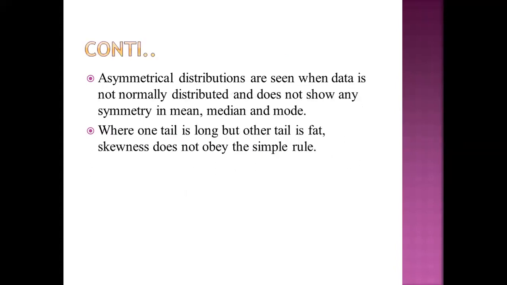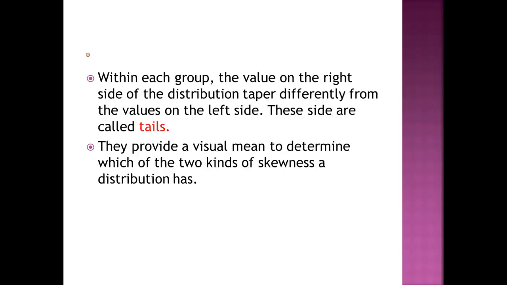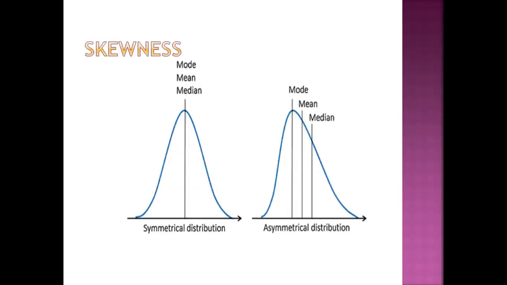Skewness is seen when the data is not normally distributed and does not show any symmetry in the mean, median, and mode, where one tail is long but the other tail is fat. Skewness does not obey a simple rule. Within each group, the values on the right side of the distribution taper differently from the values on the left side. These sides are called tails. They provide a visual means to determine which of the two kinds of skewness a distribution has.